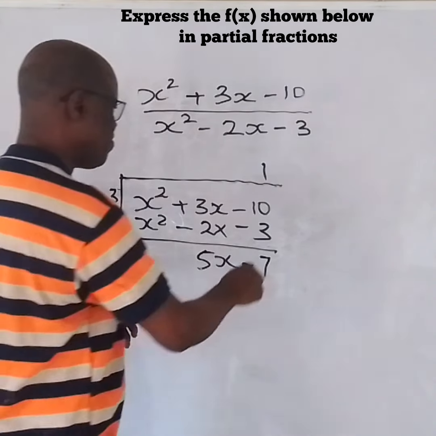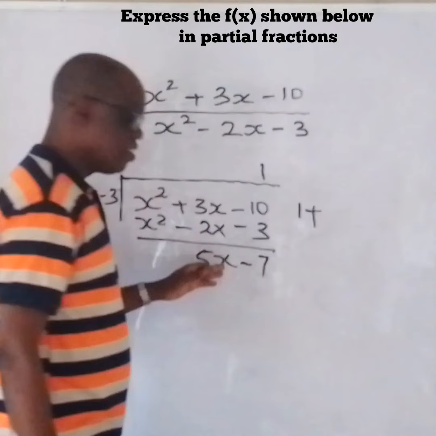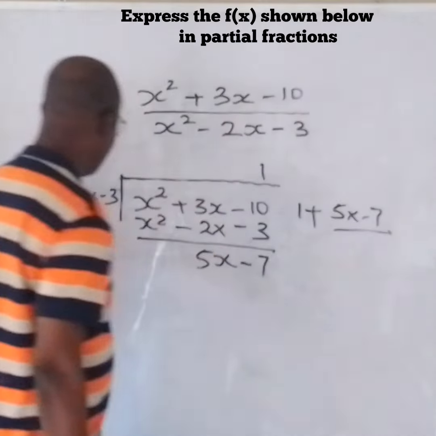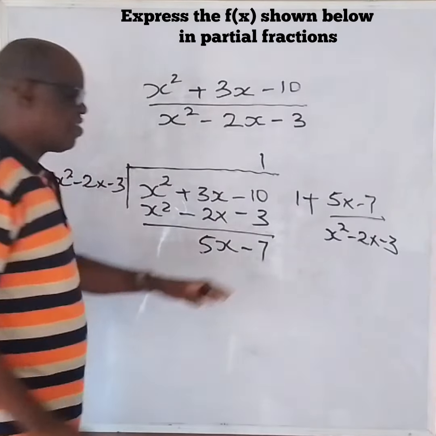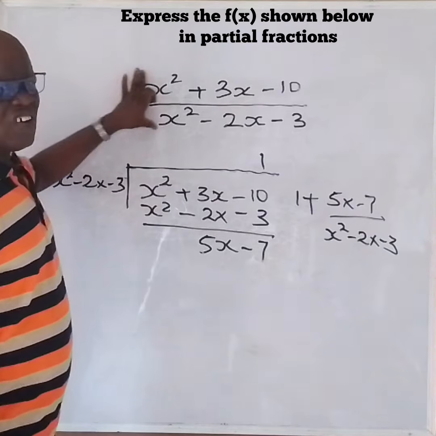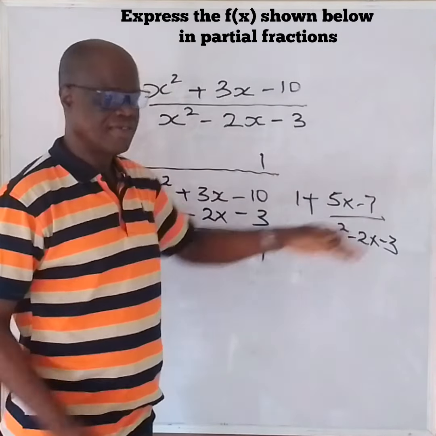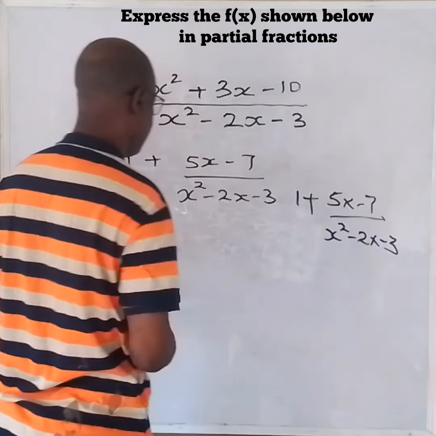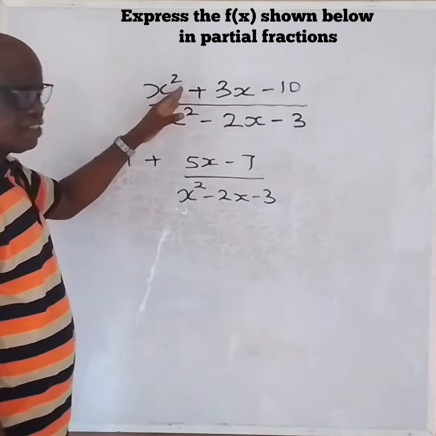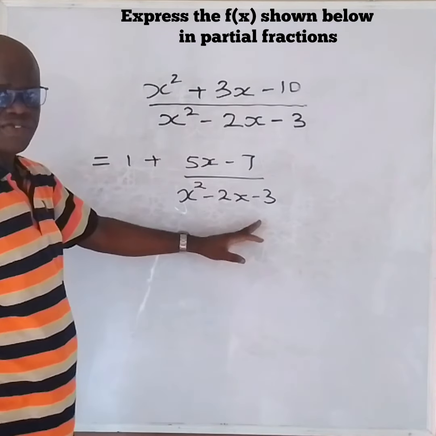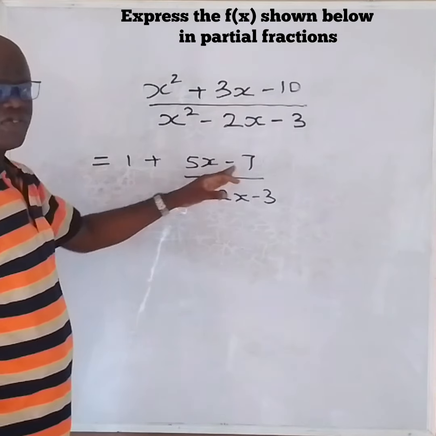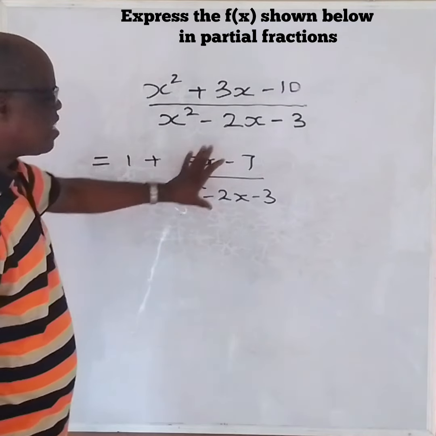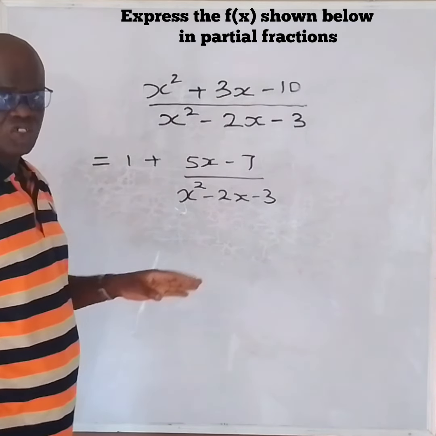Which means what you have is 1 plus the remainder all over the divisor. So this is what you have from here. So instead of writing all this, this is what we are going to write. So this rational function has been transmuted to this. So you have 1 plus 5x minus 7 all over x squared minus 2x minus 3. Now, we now break this one into partial fractions.